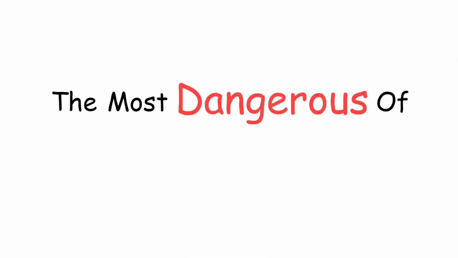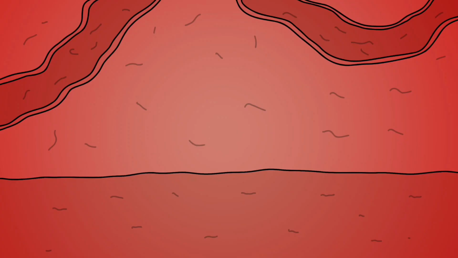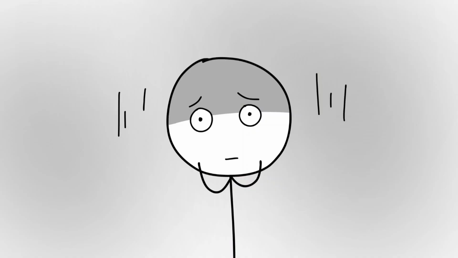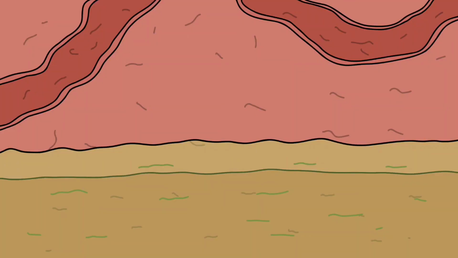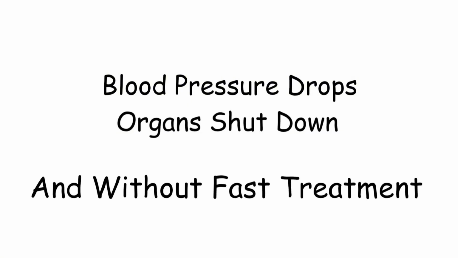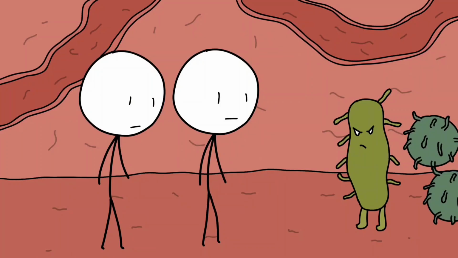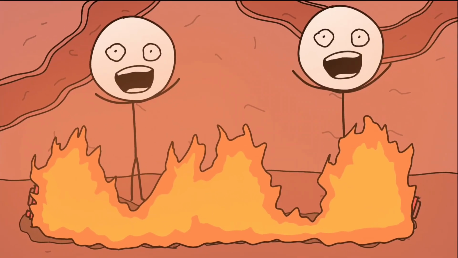The most dangerous of these is sepsis. Not a specific germ, but your body's overreaction to one. When your immune system panics, it releases a flood of chemicals that cause widespread inflammation. Blood pressure drops, organs shut down, and without fast treatment, death can come in hours. It's less like being attacked and more like your army setting its own camp on fire.